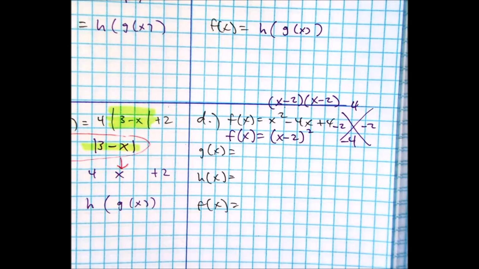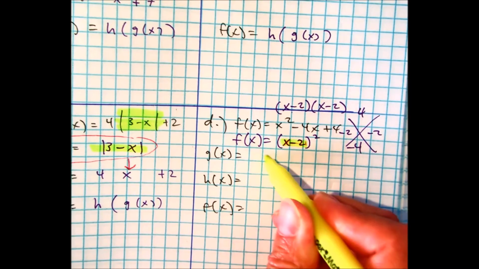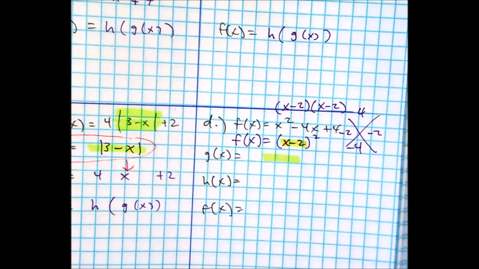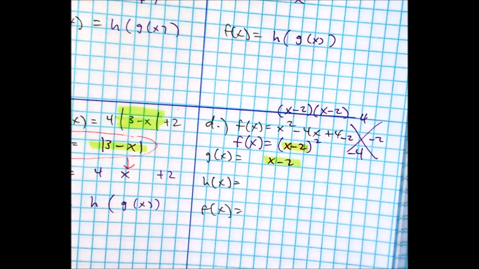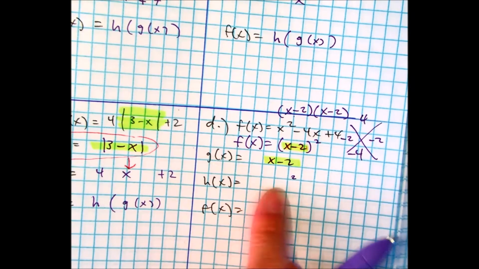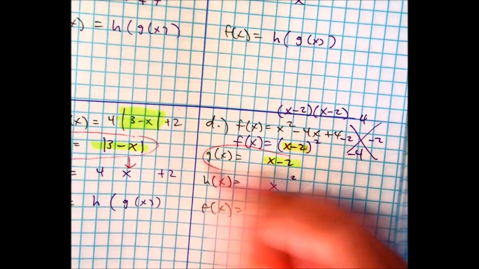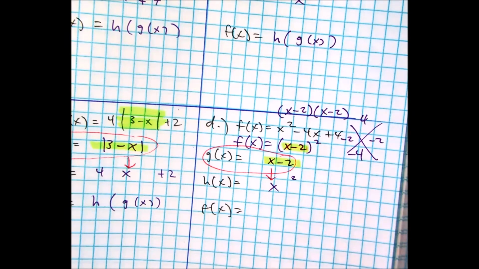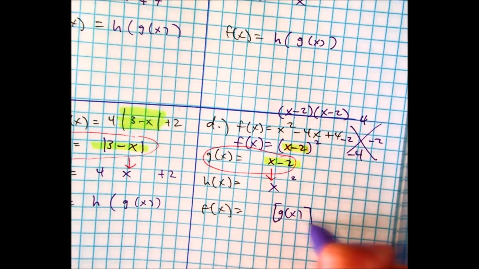Put your finger on what we're going to highlight. I'm going to highlight the x minus 2. Class, what did I not highlight? The power of 2. But I need to write something. What am I going to write, class? X. So we're putting g into h. G is going into h.